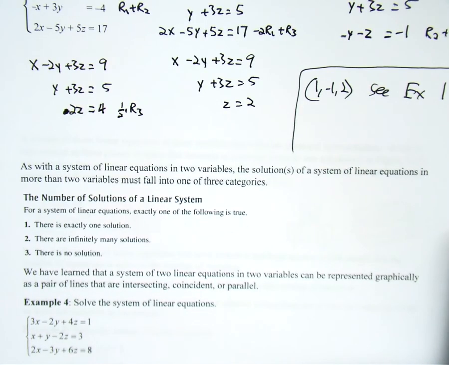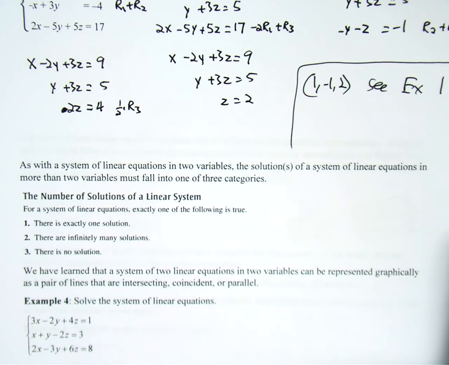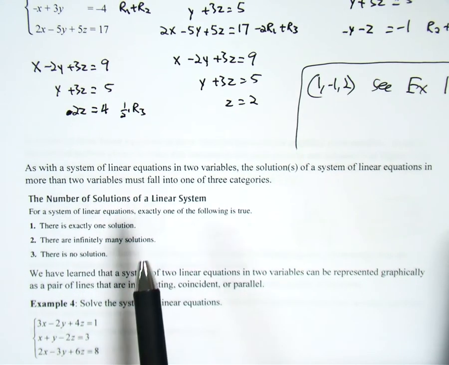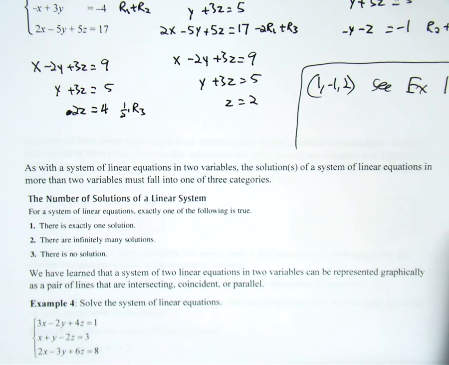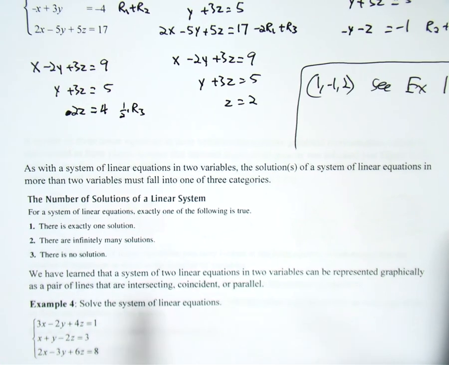Okay, as with a system of linear equations in 2 variables, the solutions of a system of linear equations in more than 2 variables must fall into one of 3 categories. Linear systems, remember, linear systems. So exactly one solution, infinite solutions, no solutions. Okay? Linear systems, they're all the lines are going to cross at one point. They could all be the same line, overlapping lines, and have infinite, or there'd be no solution. No point that satisfies all the lines.